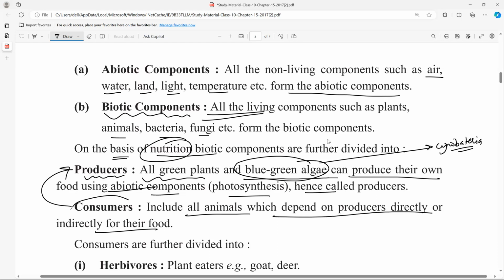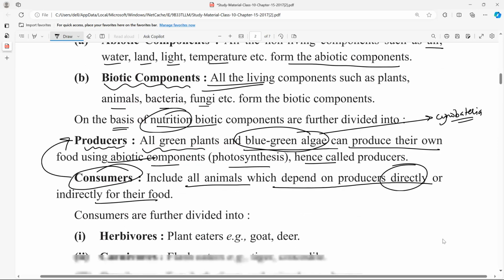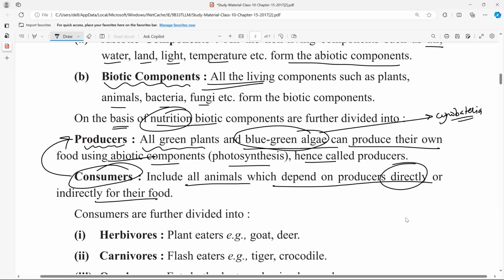But here you see consumers. Consumers are those organisms that depend directly or indirectly on green plants. Like a lion depends on deer, and deer depend on plants. So if there is no plant, there will be no deer. No deer means no lion. So we can simply say that we are directly or indirectly dependent on each other.